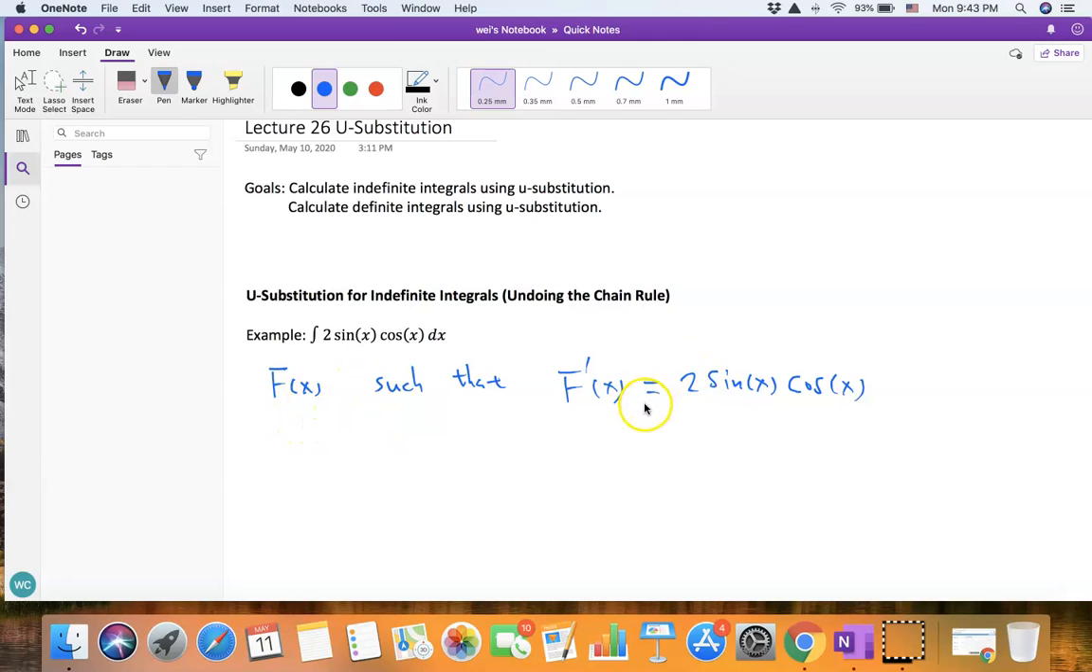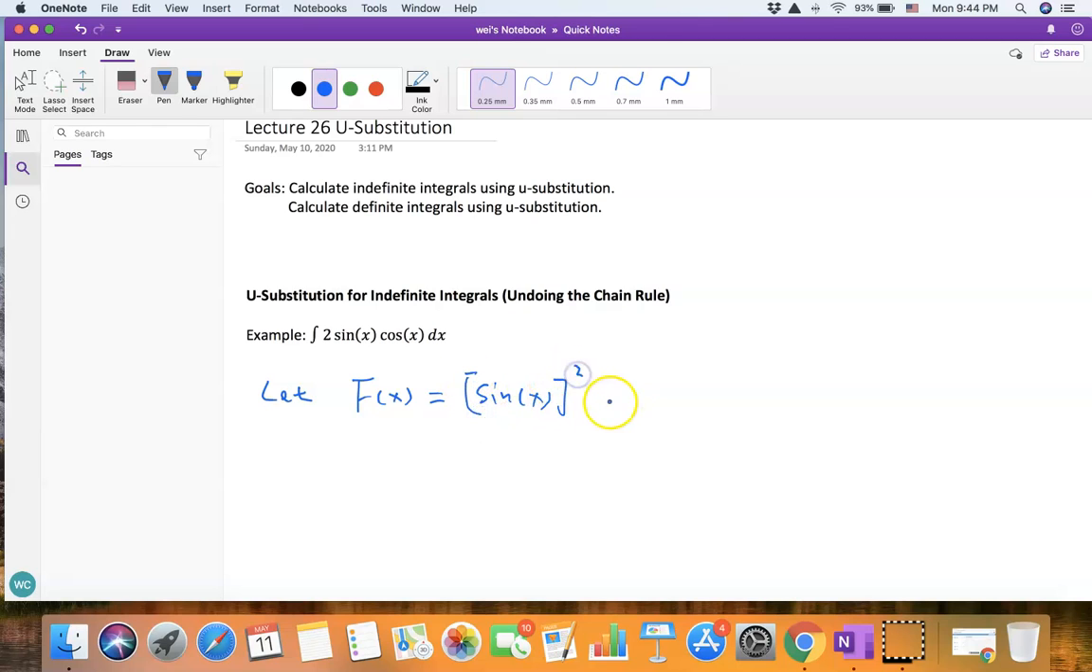So how can I know which function will satisfy this condition? At this point, we don't know. But let me tell you what the answer is. Let a function capital F of x be sine x squared, or we can write it as sine squared x.